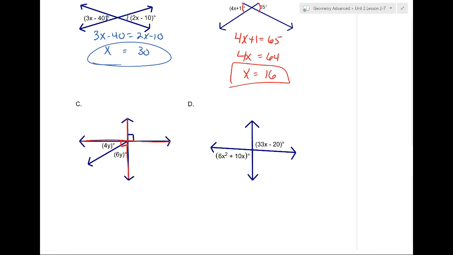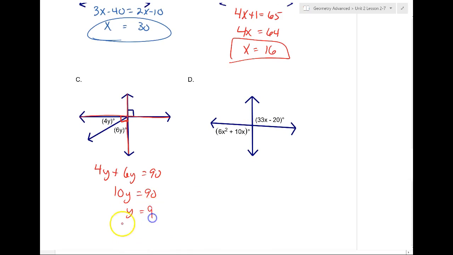Hallie? Yep, 4y plus 6y is equal to 90. Awesome. So I get 10y is equal to 90. Y is equal to 9. Beautiful. How about the next one, guys?